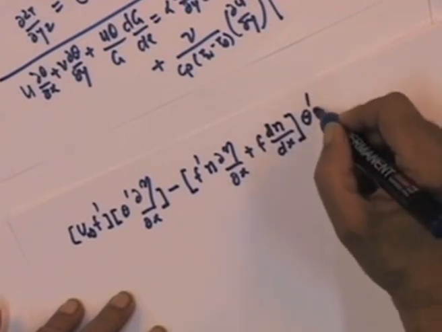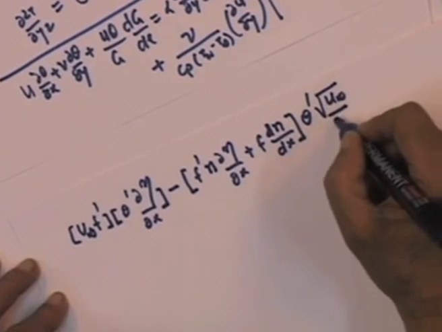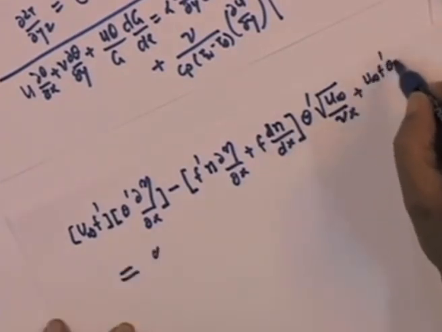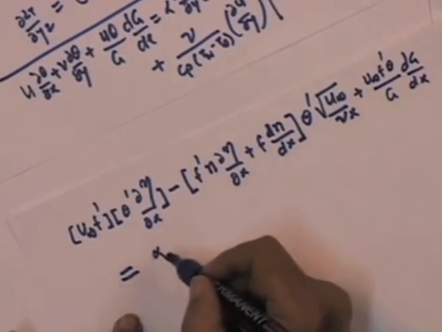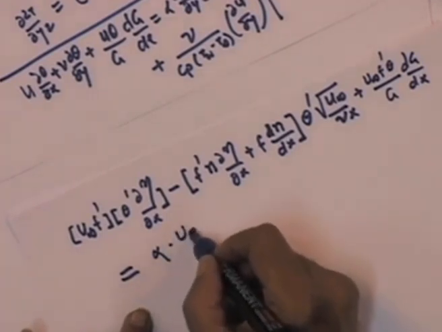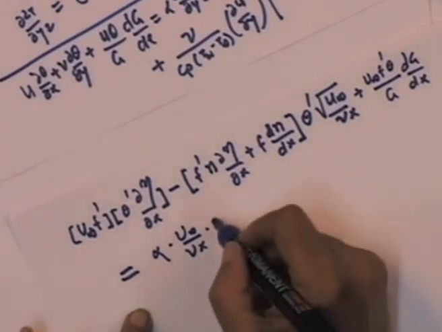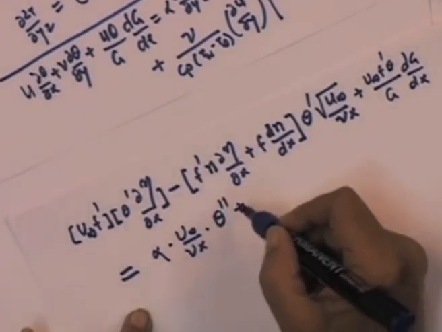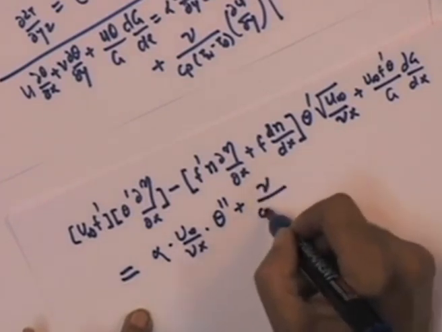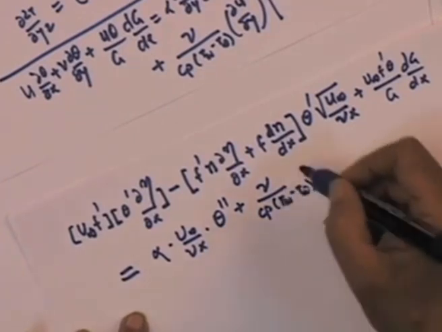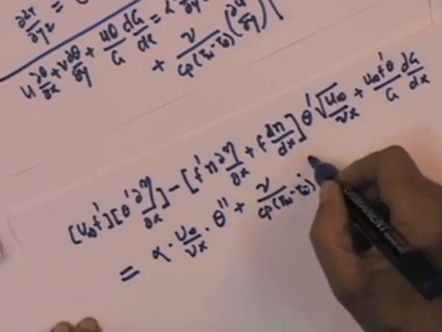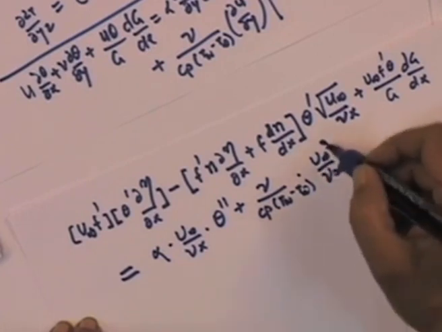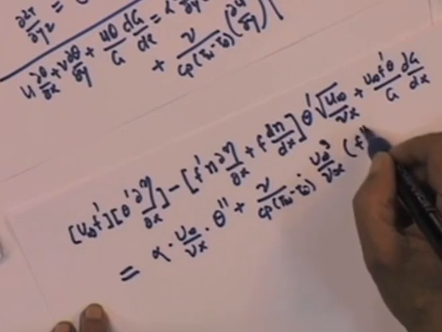theta dash into under root u infinity by nu x, u infinity f dash theta divided by g dg by dx equal to alpha times u infinity by nu x into theta double prime plus nu by Cp T wall minus T infinity into u infinity cube by nu x into f double prime whole square.